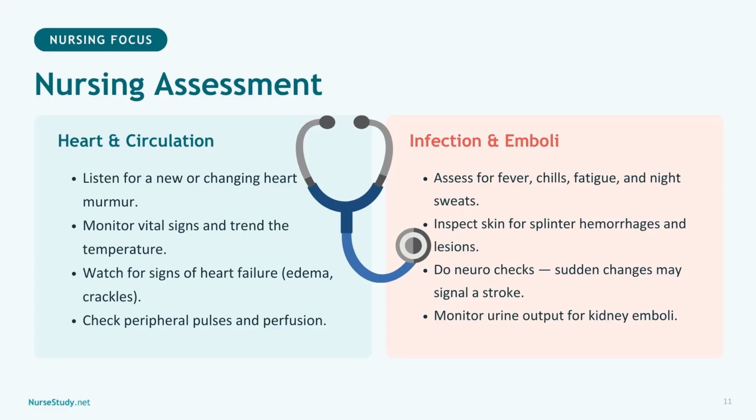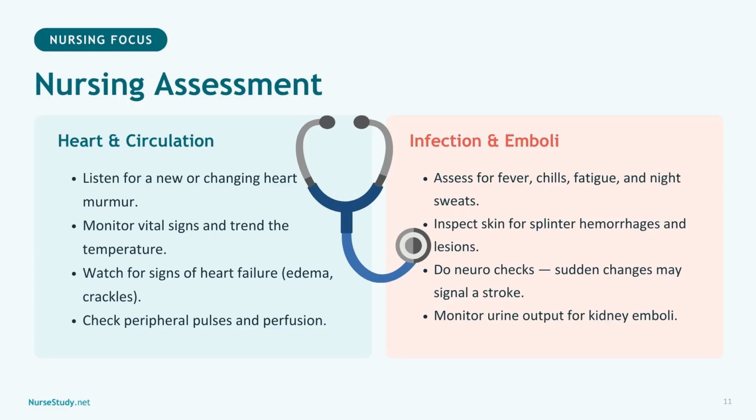Nursing assessment. All right, this is our lane, nursing assessment. What are we actually watching for at the bedside? I like to split it into two buckets. Bucket one is the heart and circulation. We listen for a new or changing murmur. We monitor vital signs and trend that temperature. We watch for signs of heart failure like swelling or crackles in the lungs, and we check the pulses and perfusion out in the arms and legs.